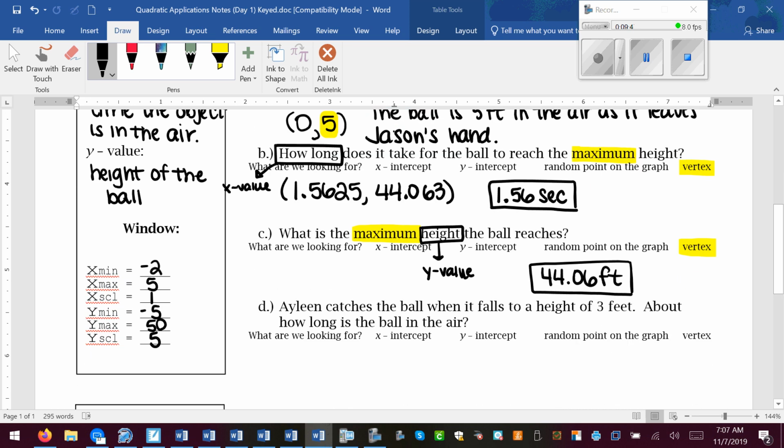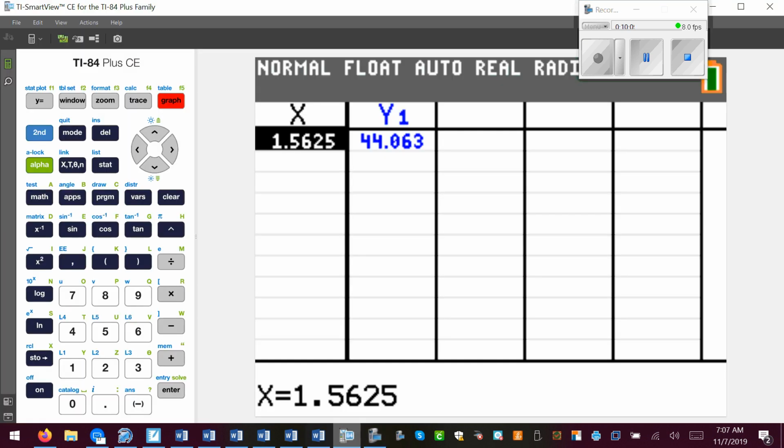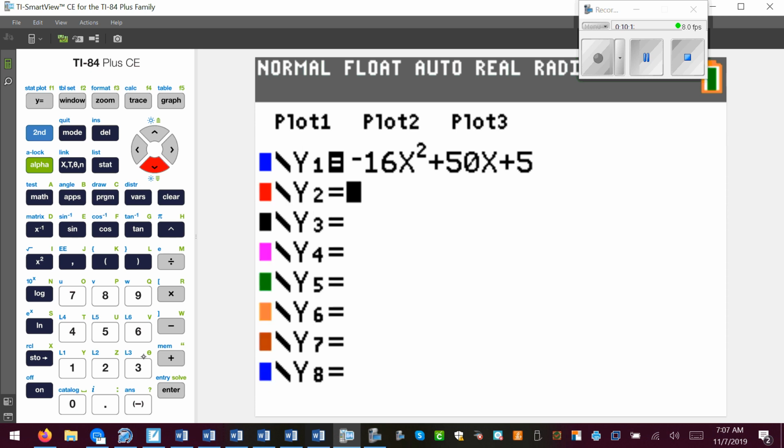Part D says, Eileen catches the ball when it falls to a height of 3 feet. About how long is the ball in the air? We're given the information of 3 feet. That is a height, and so that's a y value. What we're asking you to do is find a point on the graph that has a y value of 3 feet. So if I go to my calculator, because it's a y value, I'm going to hit the y equals button. And in y2, I'm going to type in the number 3.